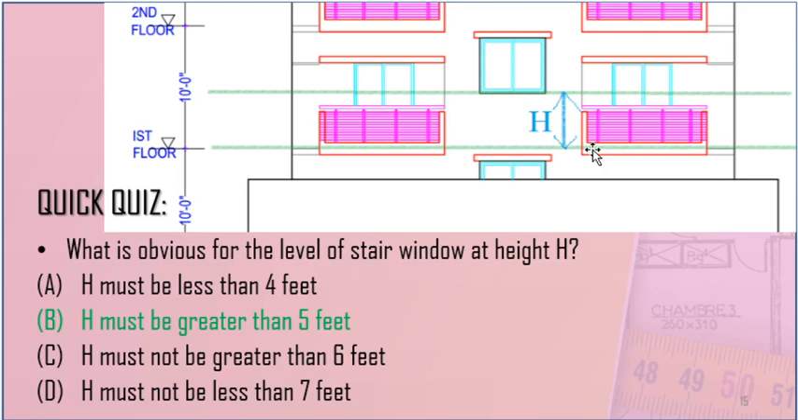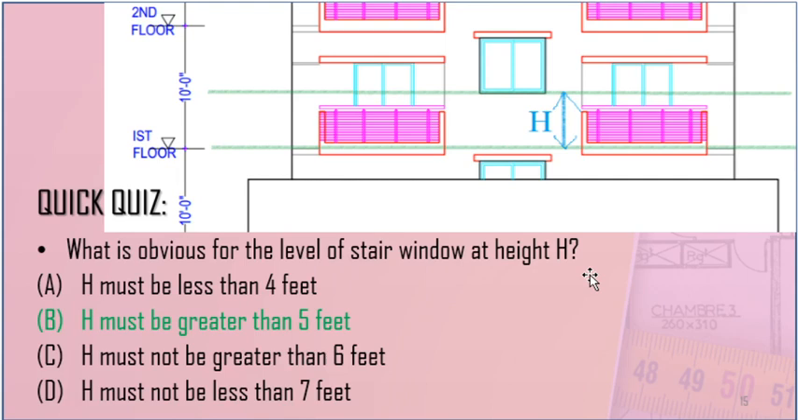And C, h must not be greater than 6 feet. That is also not possible. It can be greater than 6 as well. Say, for example, the window might start from 6.5 feet above the floor level. Half of the floor height is 5 feet, and then keeping a further 1.5 feet, that equals 6.5 feet, then the window can start. So C is also not possible in this regard.